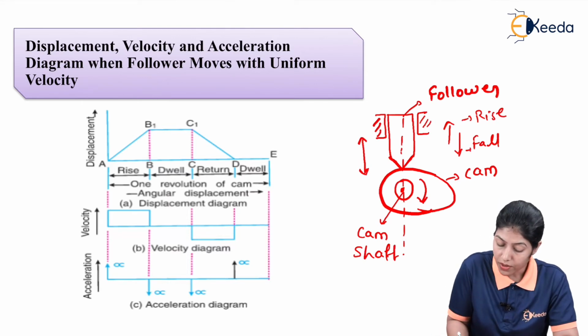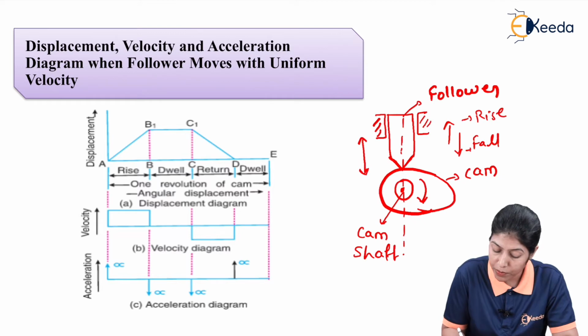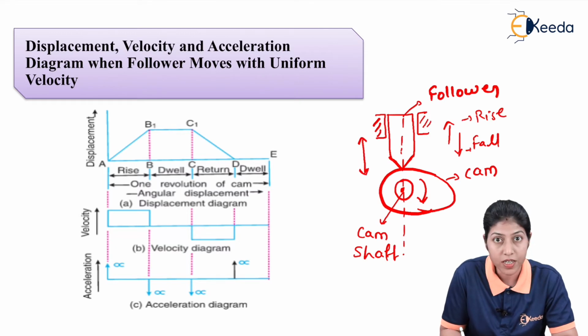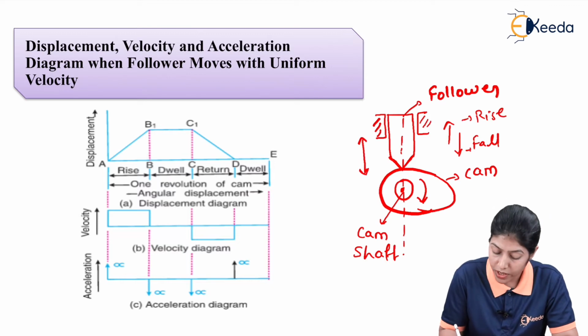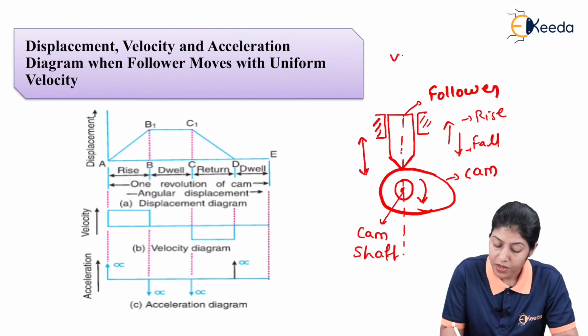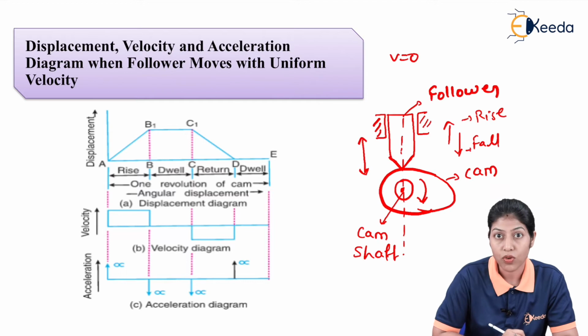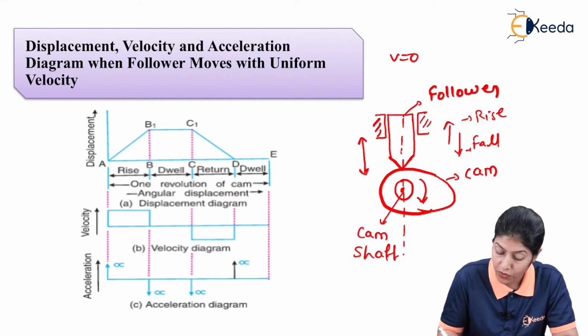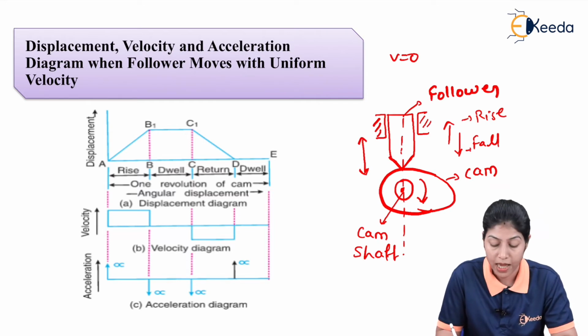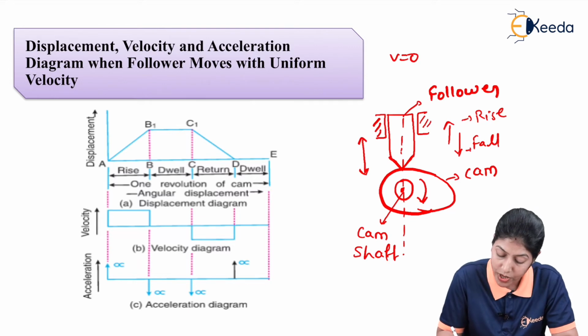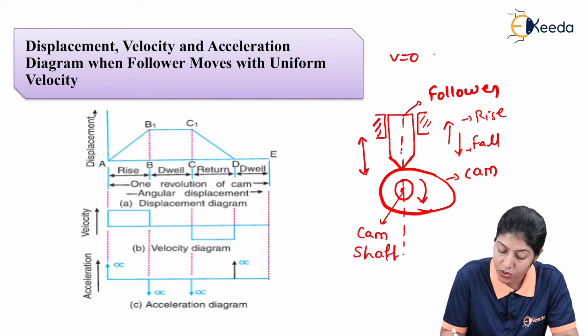So this follower is moving in a particular direction, in upward and downward direction. So it will also have some velocity. With particular velocity this follower will move. When this follower is in rest condition, velocity will be 0. But when this particular follower is getting the motion from the cam, in that case it will move with particular velocity. So this velocity will increase from 0 to a particular magnitude.